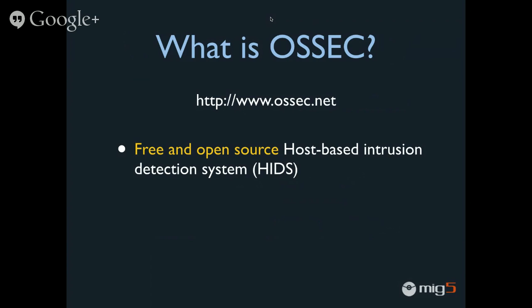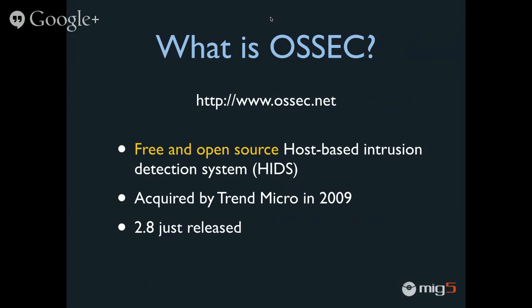Host-based means it runs on your actual servers, so it's running within your OS. It's not something doing deep packet inspection, not like the stuff that you'd run on routers or firewalls and so on. I think it came around in about 2004 by some other company, and then that company was acquired by Trend Micro in 2009. Fortunately, it stayed open source. 2.8 just came out. 2.7 was around for ages. 2.7 was around in 2012, so it's a bit of a slow release cycle, which shouldn't be anything strange to any of you using Drupal.